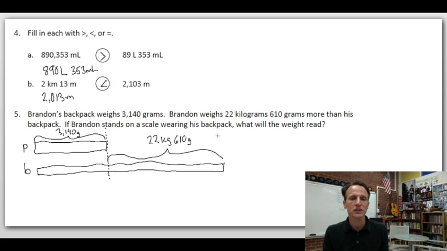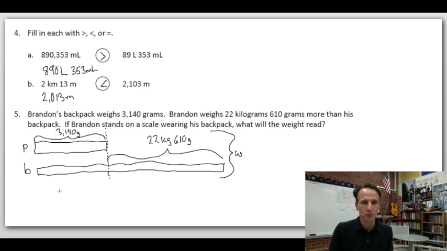But what is the question asking us? It says if he stands on the scale wearing the backpack. So we're looking for Brandon and backpack together. We're looking for a total here. So that is our unknown. We'll call that W for weight. Now we see what we need to do. First we have to calculate the full value of B, Brandon's weight, right? Because we just know how much more he weighs than his backpack, and then put the two of them together to get the grand total.